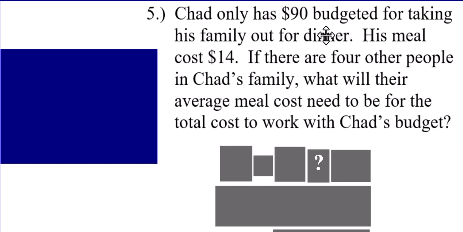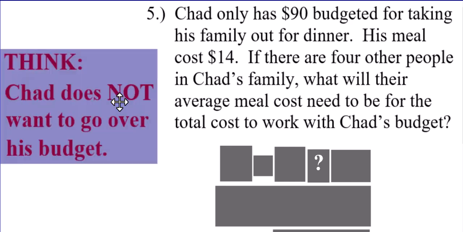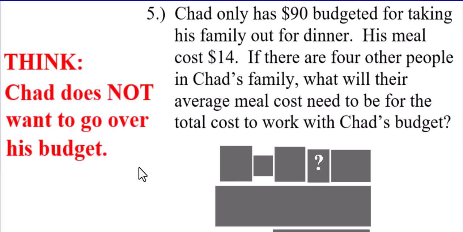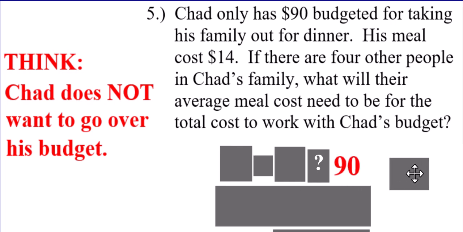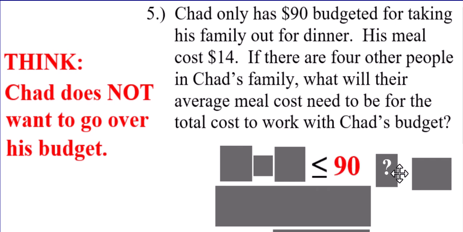Chad has money budgeted for taking his family out for dinner. Here's what we need to realize. Chad does not want to go over his budget. So, since the total budget is $90, and we don't normally want to go over our budget, it makes sense for this one to be less than or equal to the $90. And yes, you should have the total amount of $90 to the right of the inequality symbol, not to the left.